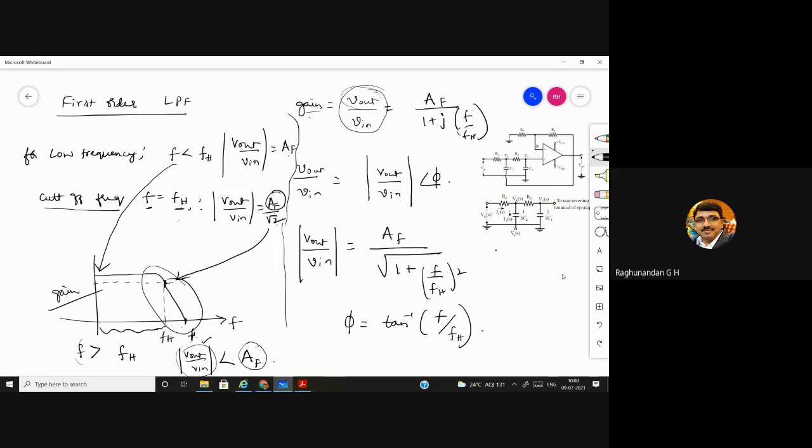So when you are in the lower frequency range, you can see that your gain obtained is equal to the maximum. This is the maximum gain. So you are getting maximum gain only. But when f is equal to fh, then we take 1 by root 2 times the maximum gain. So this is the gain value.